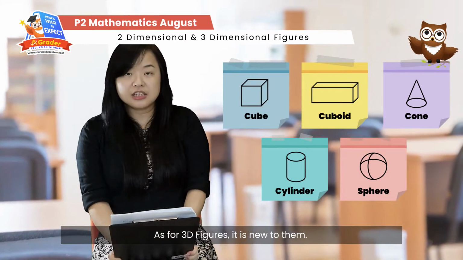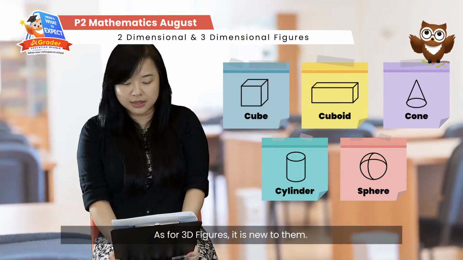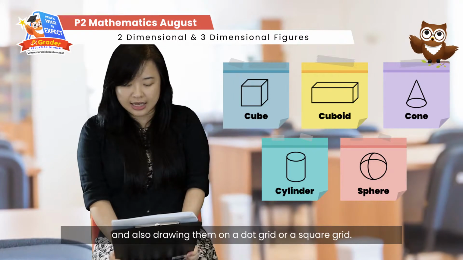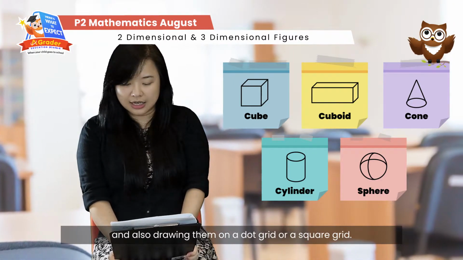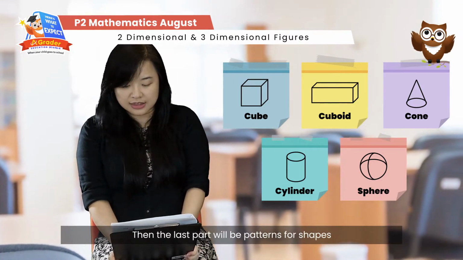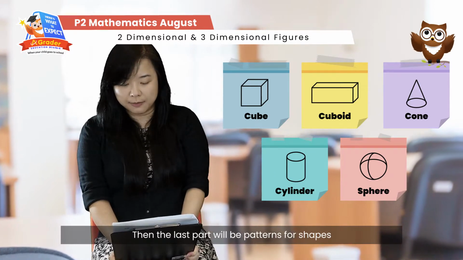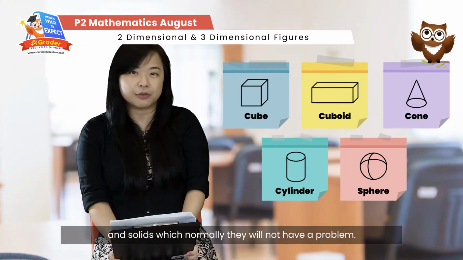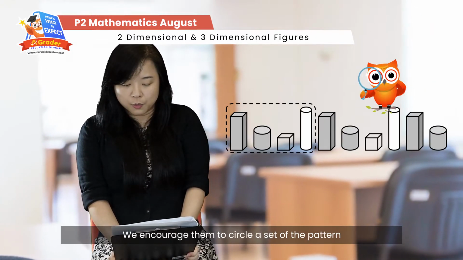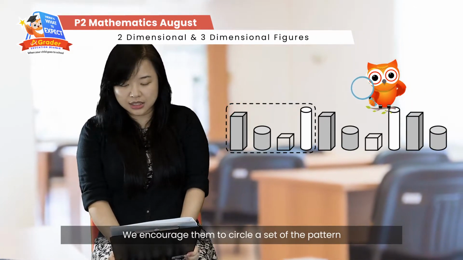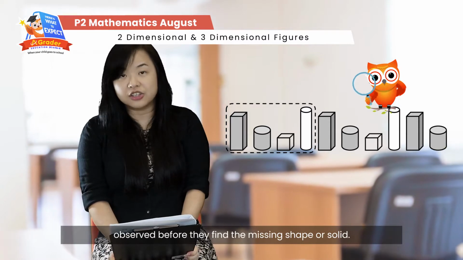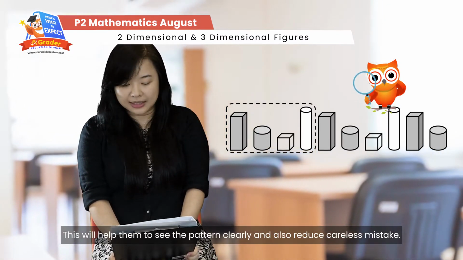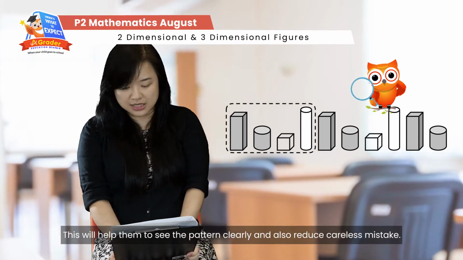As for 3D figures, it is actually new to them. They will need to know the names and the spelling for each solid, and also drawing them on the dot grid or the square grid. Then the last part will be patterns for shapes and solids, which normally they will not have a problem with. We encourage them to circle a set of the pattern observed before they find the missing shape or solid. This will help them to see the pattern clearly and also reduce careless mistakes.